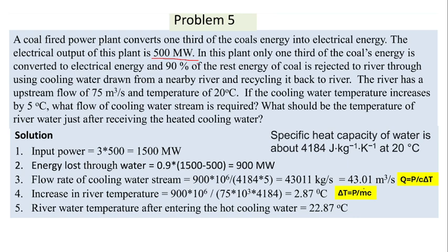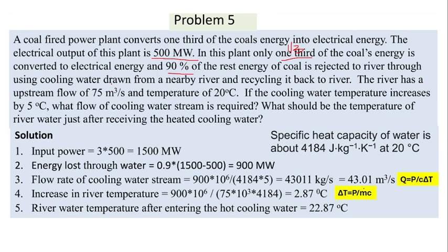So we need to note down the given data. In this plant, only one-third. This is also important. Only one-third of the coal's energy is converted into electrical energy, and 90% of the rest of the energy of coal is rejected to the river, using cooling water drawn from a nearby river and recycling it back to the river.